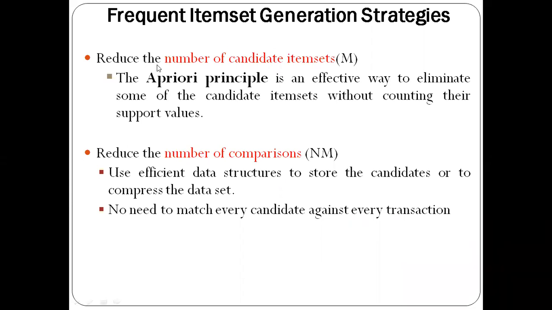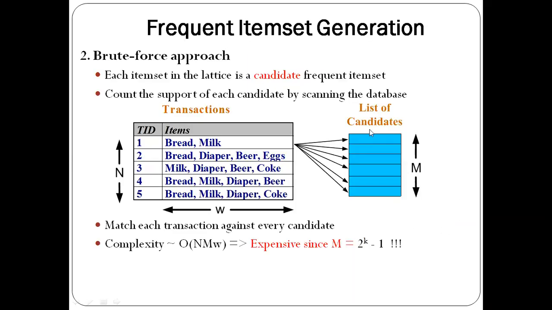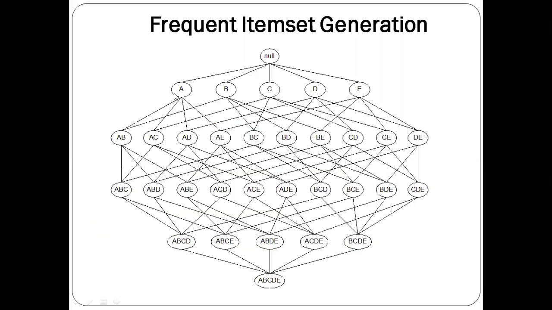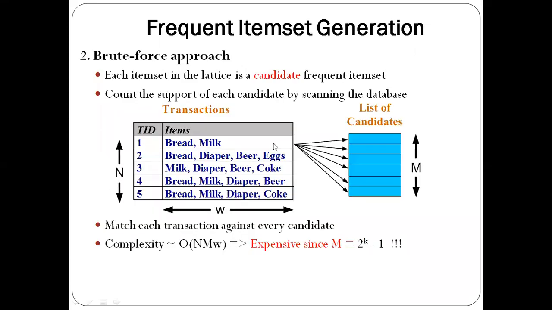The first one is to reduce the number of candidate item sets. I told you that the candidate item sets will be 2^k - 1 if you have k items. For example, in this example, you have a total of 5 items. So if you have 5 items, the total number of candidate item sets will be 2^5 - 1, which is 31. If you have 4 items, 2^4 - 1 is 15. Like that, the number of candidate item sets is going to increase in these two methods.